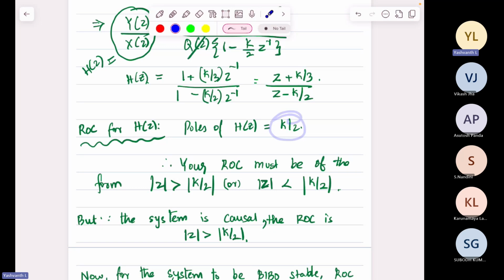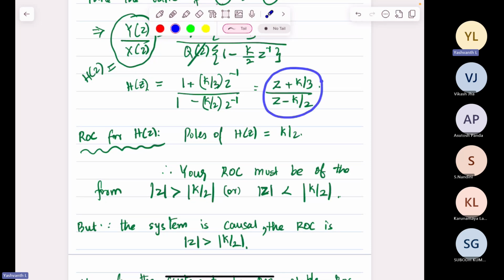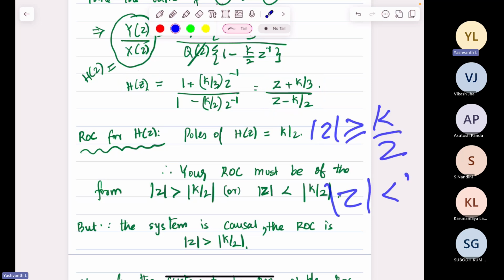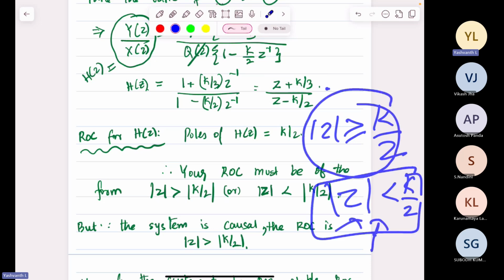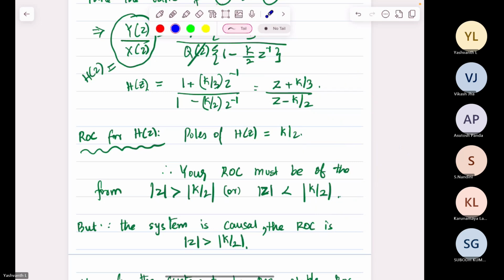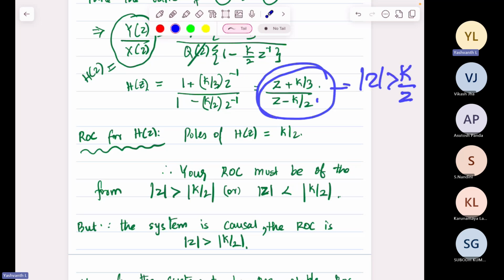than 1. Why? Because what is the ROC of H of Z? It is the exterior part of the circle: mod Z greater than K by 2. Can anyone tell me why I did not say mod Z less than K by 2? Why can this not be the choice? I only chose the first one. Can anyone tell me why the ROC for this Z transform is mod Z greater than K by 2?